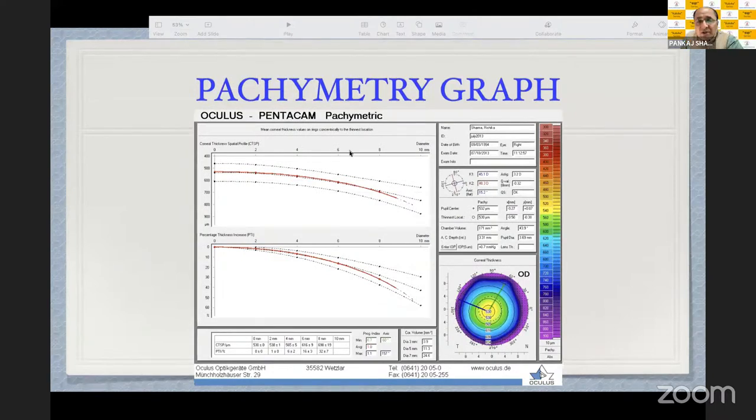Another important thing is not just the thickness of the cornea, but how much increase in the thickness there is from the center to the periphery. Cornea beech mein se sabse thinnest hota hai. As you go to the periphery, it becomes thicker. What is the thickness of the central cornea? Anybody?